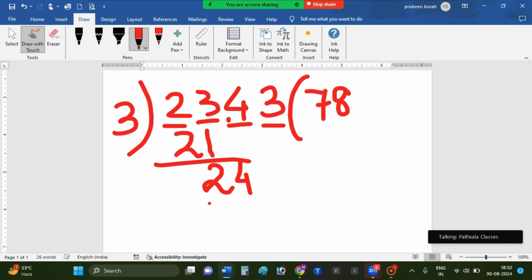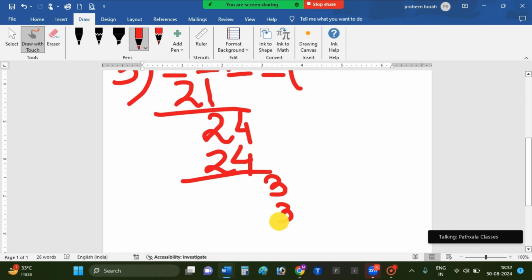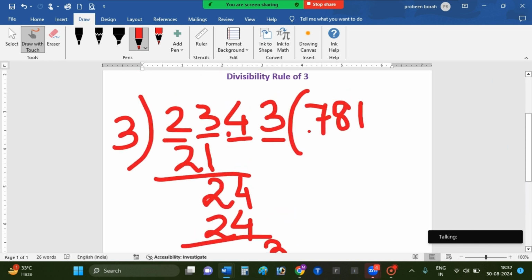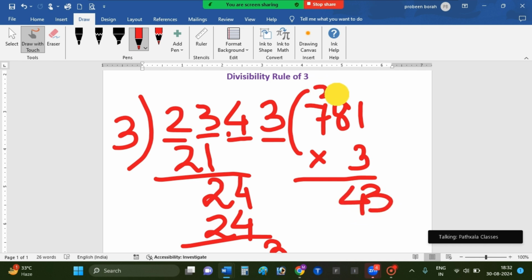Now 3 eights are 24, right? Then here comes 3. So 3 ones are 3, right? So 3 times 781, if you multiply, it gives this 2343. We can again cross check. If you remember, we can cross check by multiplying the quotient with the divisor, right? 3 times 1 is 3, 3 eights are 24, 3 times 7 is 21, plus 2 is 23. So we check that number 2343 is divisible by 3.